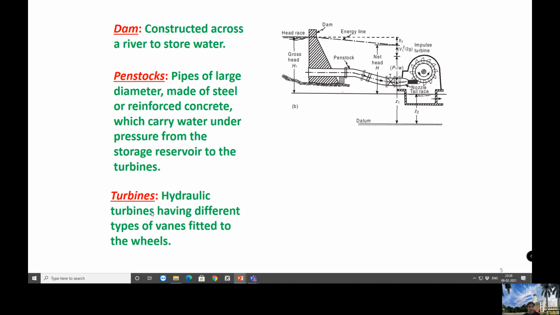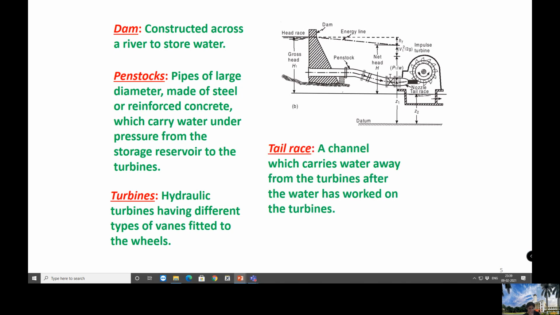Water turbines, hydraulic turbines having different types of vanes fitted to the wheels. You see, this is the turbine. Tail race. You see this nozzle, tail race here. This is the nozzle tail race, a channel which carries water away from the turbines after the water has worked on the turbines. Head race, the water surface in the storage reservoir. So this is the head race. You see.